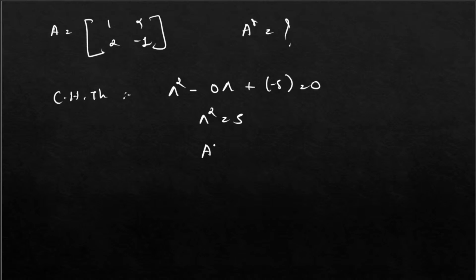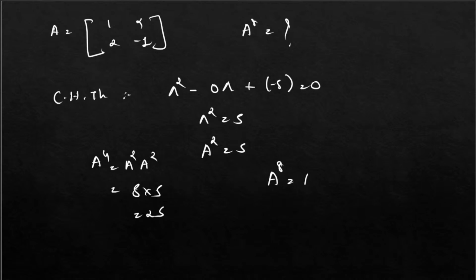Okay, so that means if we replace lambda with A, it will be A square equals to 5. Okay, now what is A to the power 4? A square into A square, and A square is 5 into 5, which is 25. And what is A to the power 8, which is A4 into A4, so that is 25 into 25, which is 625. Okay, so the answer is 625 everyone. Any doubt in this question?